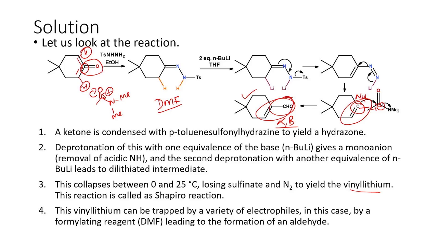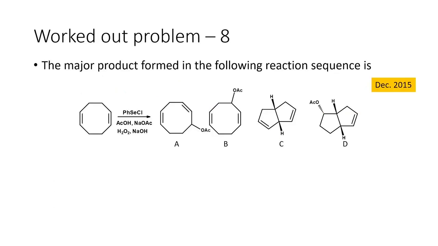And in those kinds of systems, we have to look for 1,3 diaxial interactions. If those are present, then we have to be a little careful in deciding on which side the double bond will be formed. So in the later part of the series, when we talk about kinetic control and thermodynamic control of enolate formation, we will be looking at those subtle steric effects in much more detail. So, let us move on to the next problem.